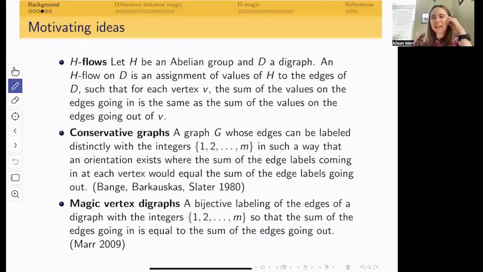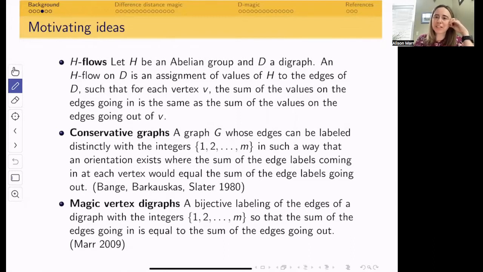So from that, the work that I've been doing recently, I like to label directed graphs. I like to take a definition and say, let's see what happens if we do that on a directed graph. And a lot of this stems from some older concepts or ideas. And so H-flows is probably the original labeling of things.